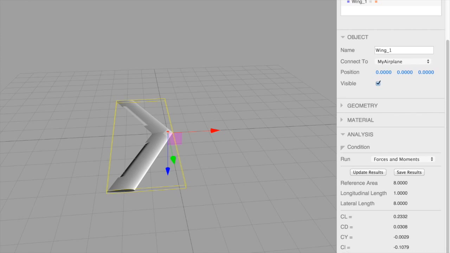Now, L, M, and N are an alphabetic triad that correspond with X, Y, and Z. And so CL is the rolling moment, or the moment about the x-axis, CM is the moment about the y-axis, and CN is the moment about the z-axis.